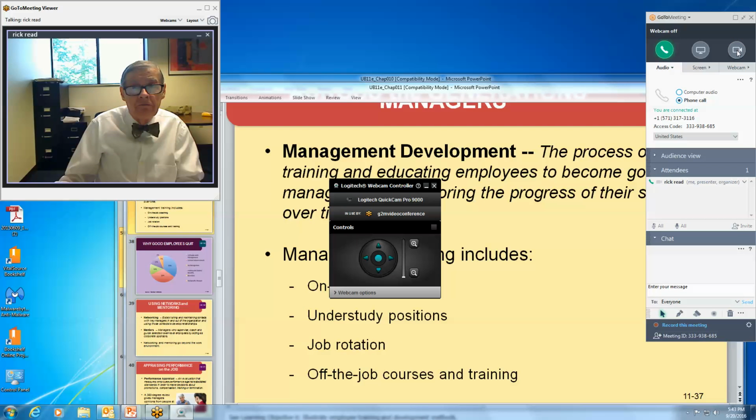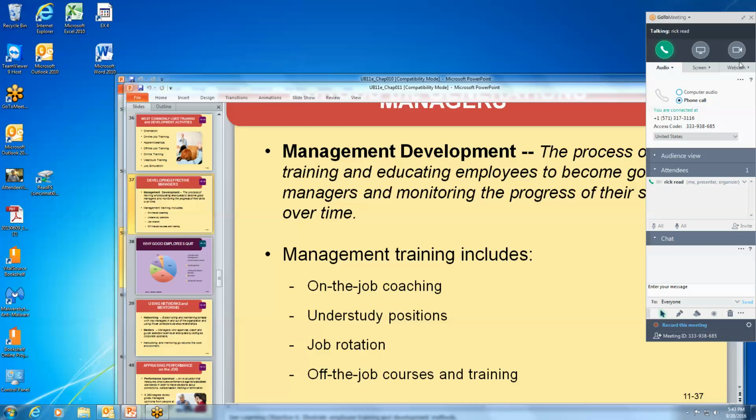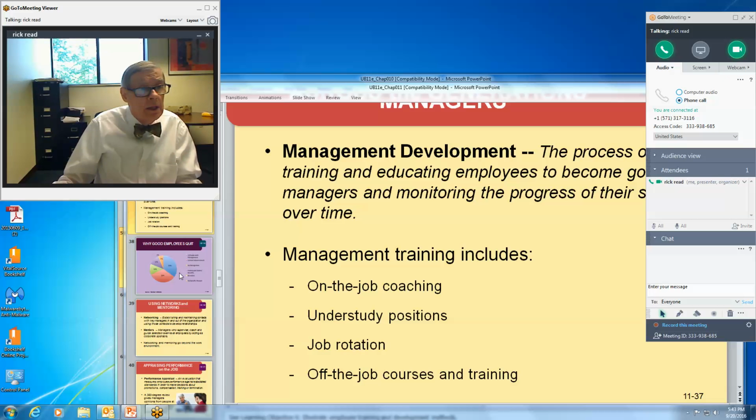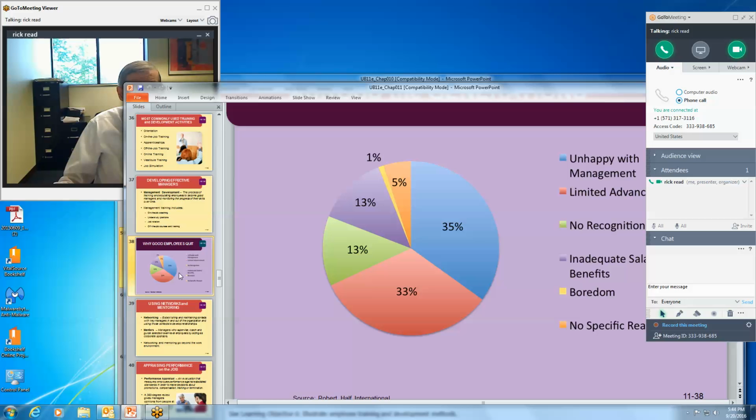Management development is a little bit different. Remember here we're developing for the long term. So we're doing things here about coaching, or maybe mentoring, understudy positions, job rotation, which we talked about in chapter 10. And then, of course, we can do off-the-job courses and training as well. These types of things are usually set up for people at the higher levels of employment, middle managers and above.